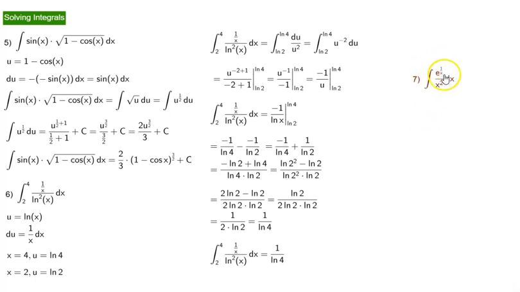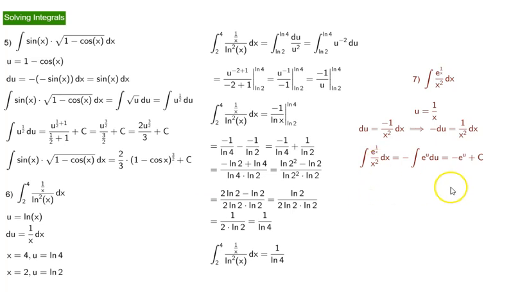Integral of e to the power of 1 by x divided by x square dx. So here, what do we do? Again, we take u is equal to 1 by x. Du will be minus 1 by x square dx, which implies minus du is equal to 1 by x square dx, which is what we have, 1 by x square dx.